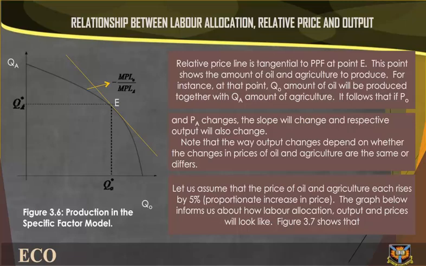It follows that if P0 and PA change, the slope will change and the respective output will also change. Note that the way output changes depends on whether the changes in prices of oil and agriculture are the same or differ. Let us assume that the price of oil and agriculture each rises by 5%, a proportionate increase in price. The graph below informs us about how labor allocation, output and prices will look. Figure 3.7 shows that.